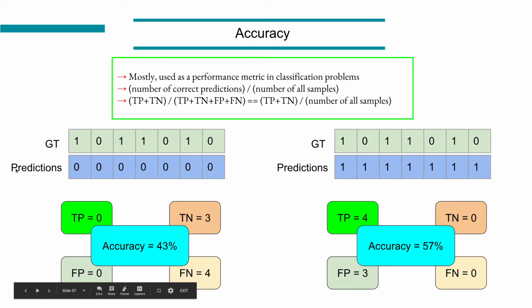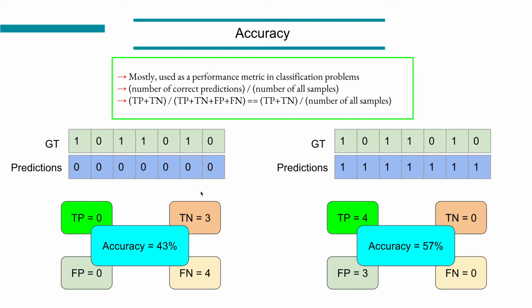Let's take a look at this example. Let's assume your ground truth, the target output, is 1, 0, 1, 1, 0, 1, 0, 1. The predictions are all zeros. It seems like the model didn't learn anything, right? It's just predicting all zeros. So here, true positive is 0, and true negative is 3. Our model predicted all the samples as negative, and 3 of them were correct, so true negative is 3.